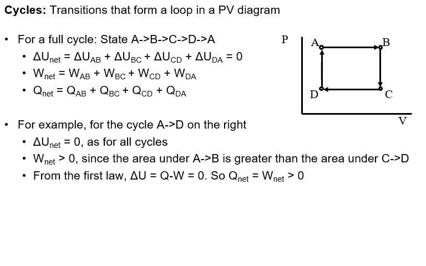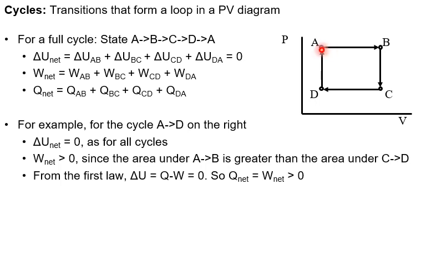So for example, we have A to D and back to A, right? The change in internal energy is 0. So that's the 0 net change in internal energy. In this case, the net work is going to be greater than 0. So how do we figure that out?